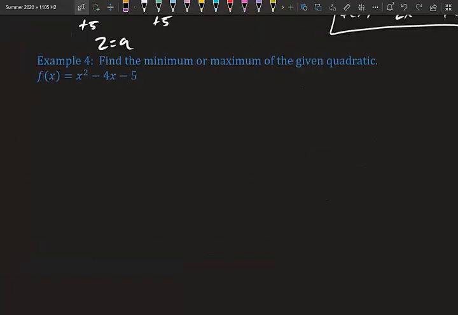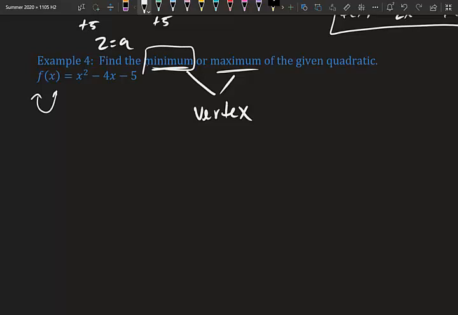Example 4, find the minimum or maximum of the given quadratic. Minimum and maximum stand for the vertex, because those words mean the biggest or smallest value of a quadratic, so we're going to find the vertex. Since it opens up, it has a minimum.